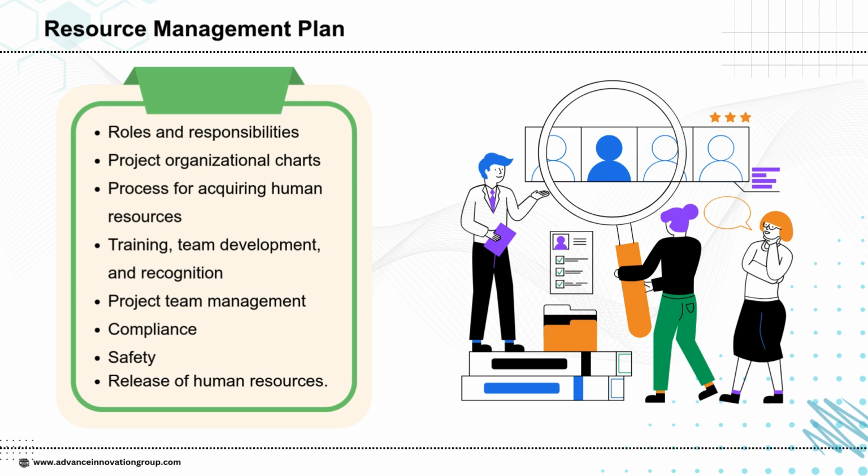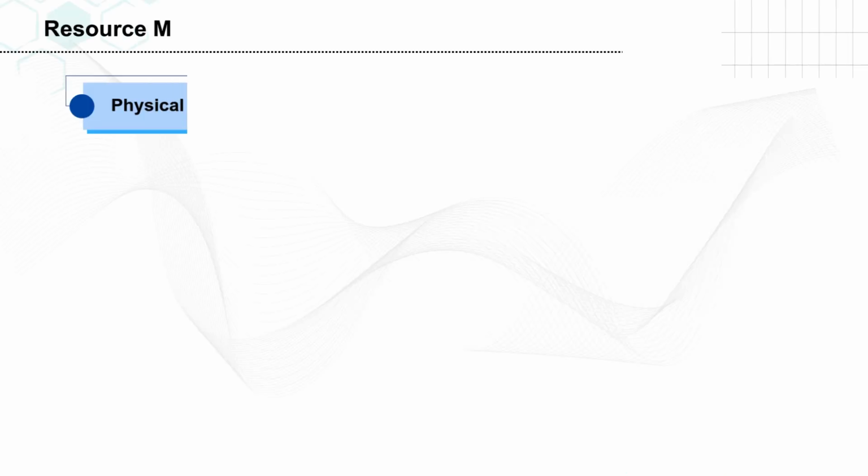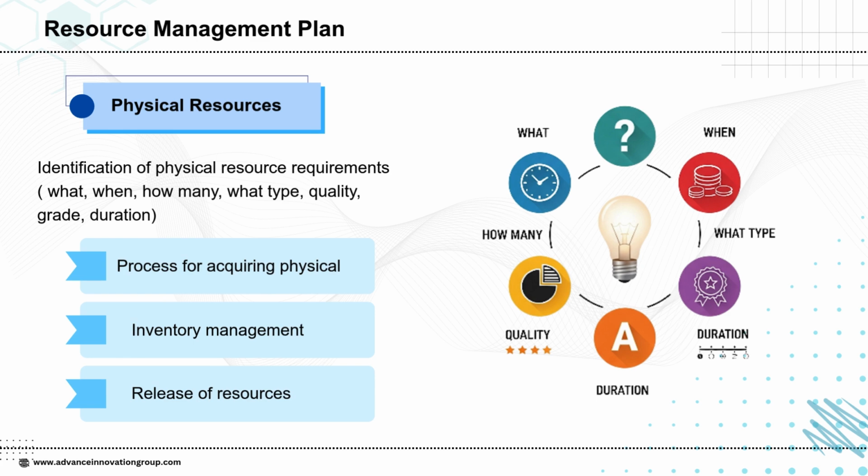This ensures smooth transition and efficient use of resources. This slide explains the planning and management of physical resources in a project. The first step is identifying the physical resource requirements. This includes clarifying what resources are needed, when they are required, how many units are required, what type they should be, their quality or grade, and for how long they will be needed.